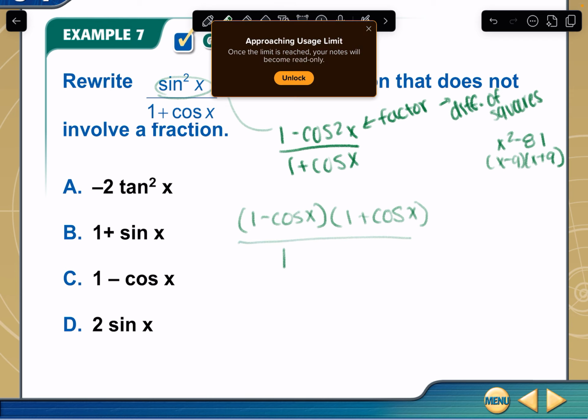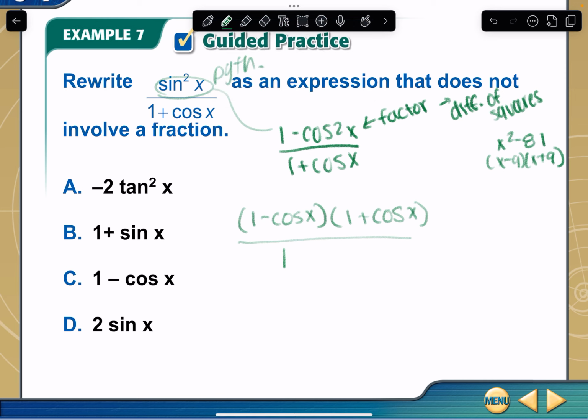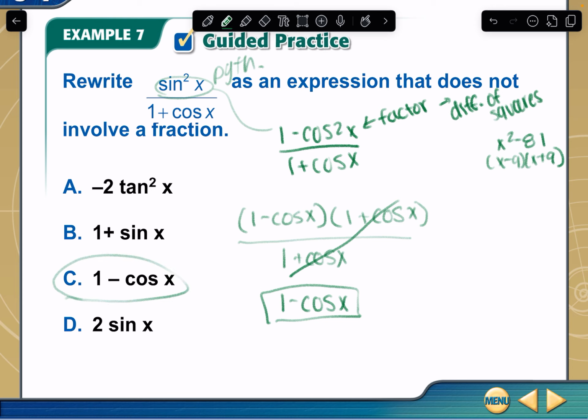Then I'm going to rewrite it as 1 plus cosine x. Now that I've done that, you will see that there's a 1 plus cosine x on the top and the bottom. So I can cancel those out, and I'm left with 1 minus cosine x. That's not a fraction, which is my goal, so my answer would be C.